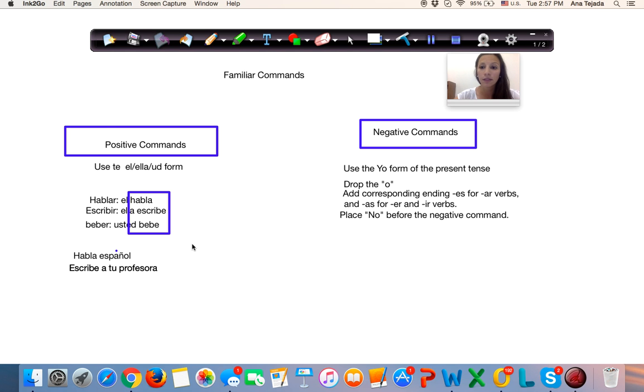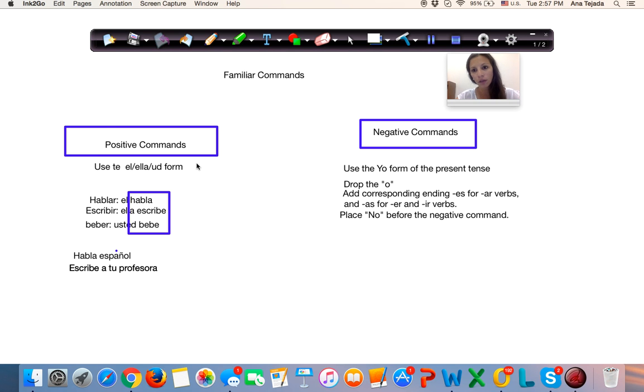And again, these are familiar commands. Remember that familiar commands are something that we're going to use with a family member, someone we know, someone that we are close with. We're not going to use it with adults that we don't know or strangers. For that, we're going to use the formal forms. For this, familiar forms, for people we know, people that are close to us. Okay, and those are our positive commands.